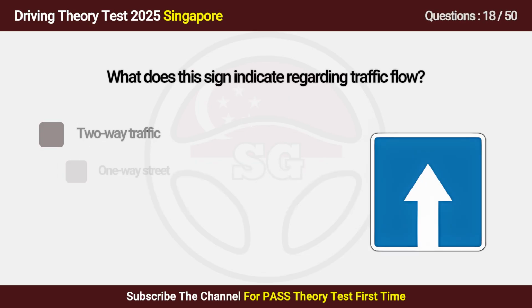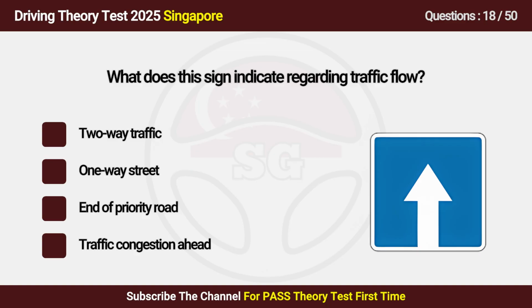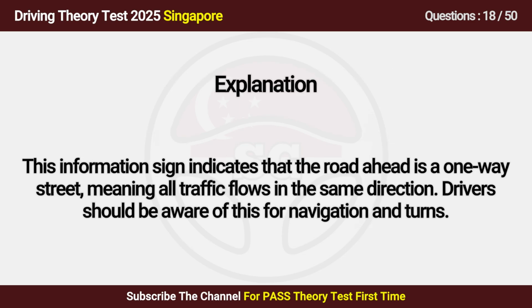Question 18. What does this sign indicate regarding traffic flow? A. Two-way traffic. B. One-way street. C. End of priority road. D. Traffic congestion ahead. Answer is B. One-way street. This information sign indicates that the road ahead is a one-way street, meaning all traffic flows in the same direction. Drivers should be aware of this for navigation and turns.